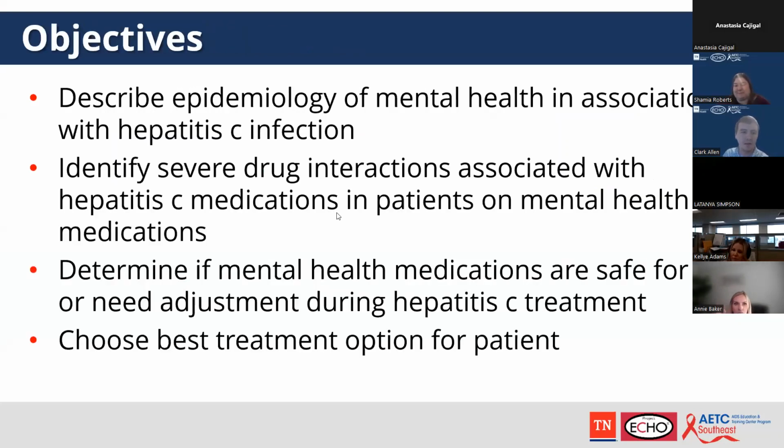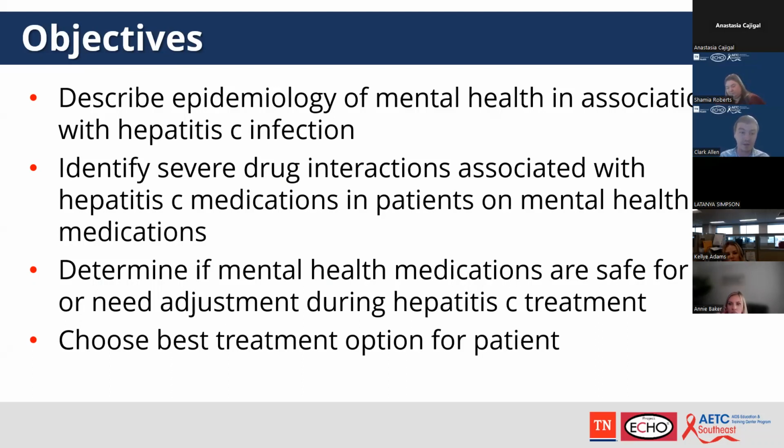Next slide. Objectives. We want to make sure we're looking at trends and statistics of mental health and associated with hepatitis C. So we want to look at some mental health statistics as well as things associated with hepatitis C. We want to be able to identify severe drug interactions that could be associated with mental health medications while on hepatitis C treatment, and then determine if those mental health medications are safe or they may need to be adjusted. And that's the kicker with this: anytime there's going to be a dose adjustment, which you'll see in the slides, it will always be with the mental health medication. There are different strengths of the hepatitis C medications. Those are just going to be in the pediatric patients.